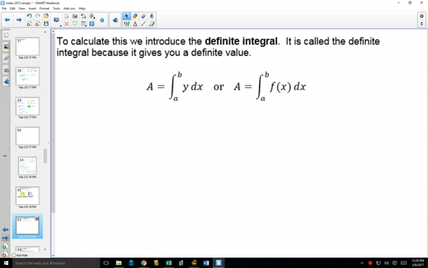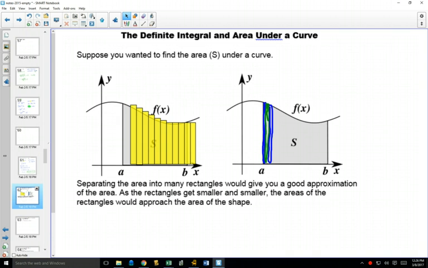And the way that it works is we add some values to our integral. What those values are is a lower bound and an upper bound. Where do you want to find the area from? So from here, if you wanted to find the area from A to B, the A would be on the bottom of your integral and the B would be on the top.